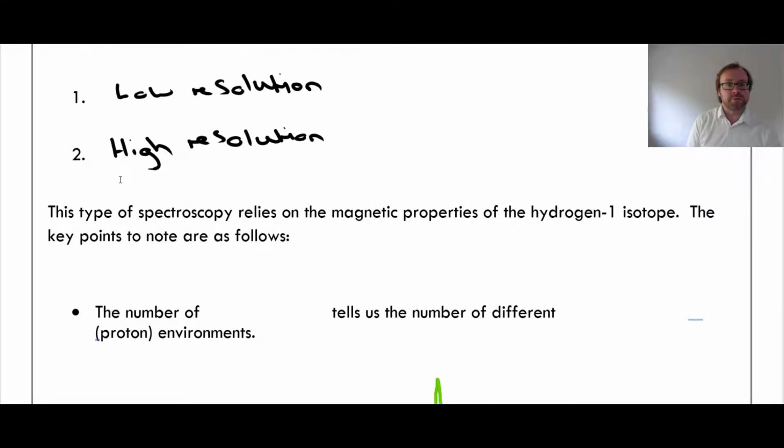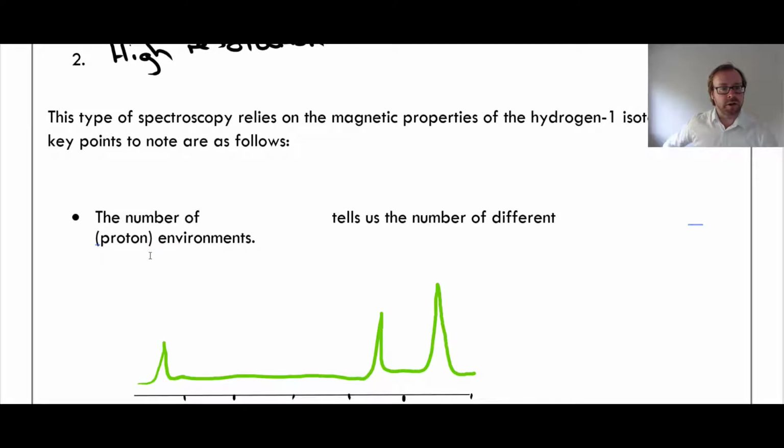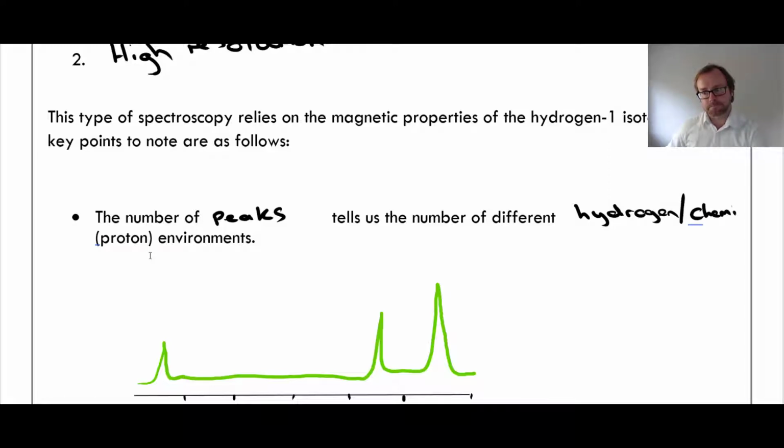This type of spectroscopy relies on the magnetic properties of the hydrogen-1 isotope. The key points to note are as follows. The number of peaks tells us the number of different chemical or proton environments. You'll see them all described this way, so I'll probably interchange between hydrogen and proton environments. They all mean the same thing.